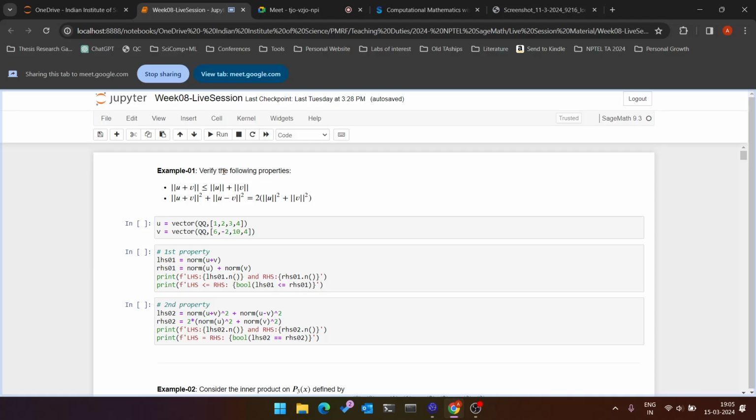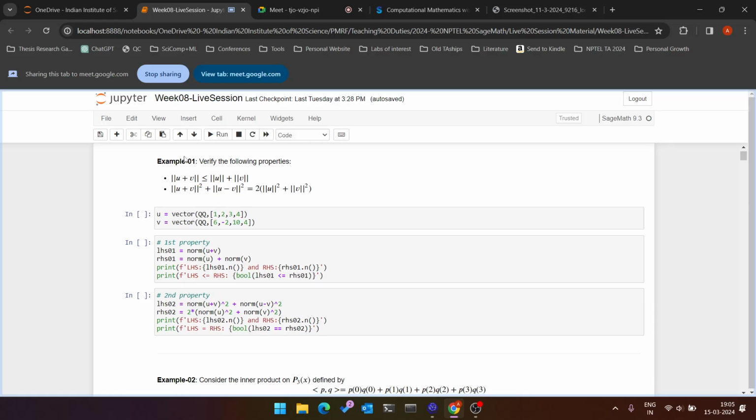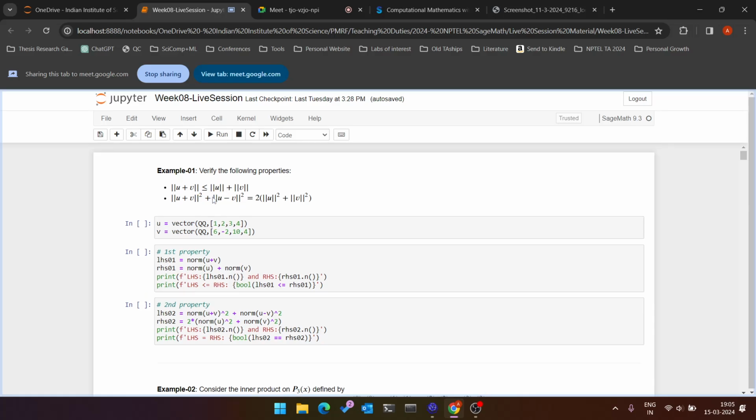As is the custom every week, we'll be going through a few practice problems which will further elucidate the concepts taught in this particular week's lectures. So the first example that we have for today involves verifying a few properties of vectors. The first is the triangular inequality, wherein we check if the mod of the sum of two vectors is less than or equal to the sum of the modulus of the two vectors independently.